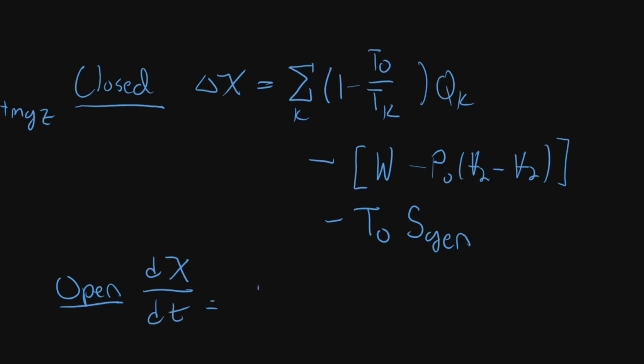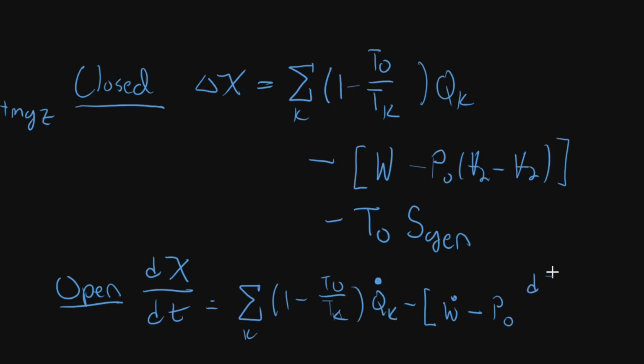This is going to equal adding up all of the heat transfer rates. So we'll just do a T naught over TK, times our Q dot K. This is a rate form, so we put a dot over it. Then we'll have to subtract our W dot minus our P naught times basically our dV/dt. Because we're looking at a rate form now, we can't just have a final and initial, so we'll write it like this.